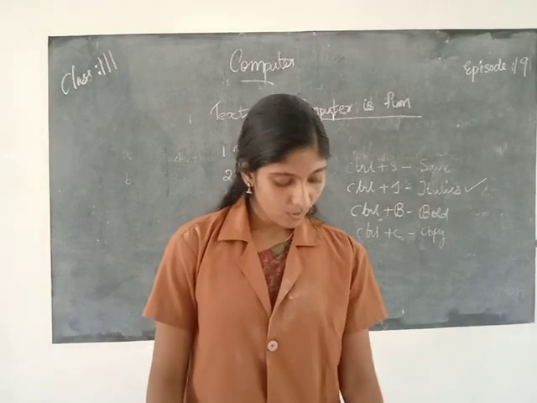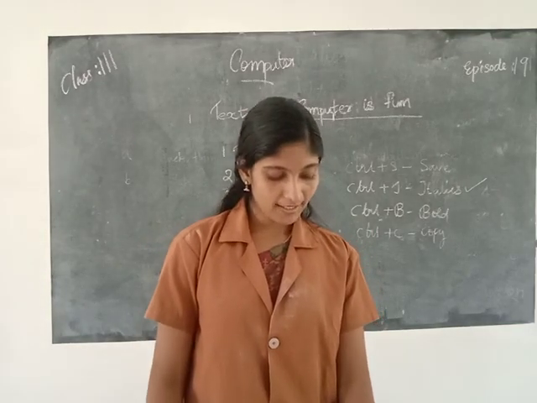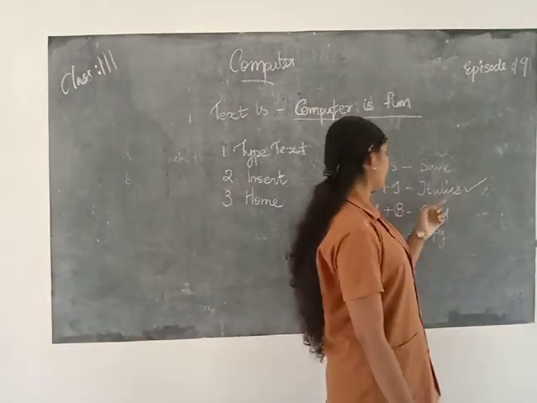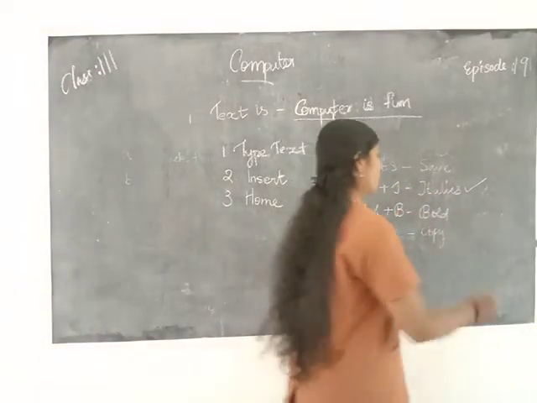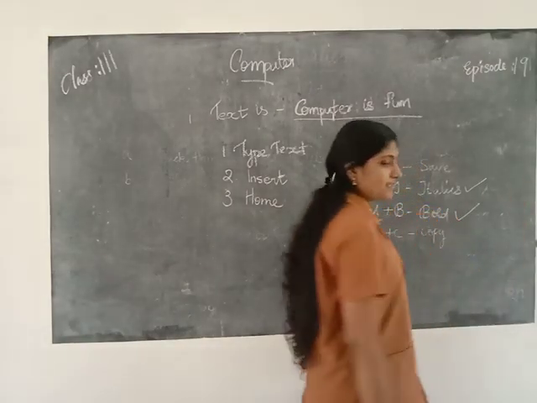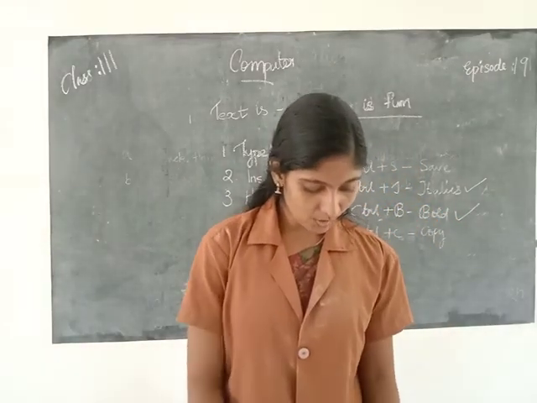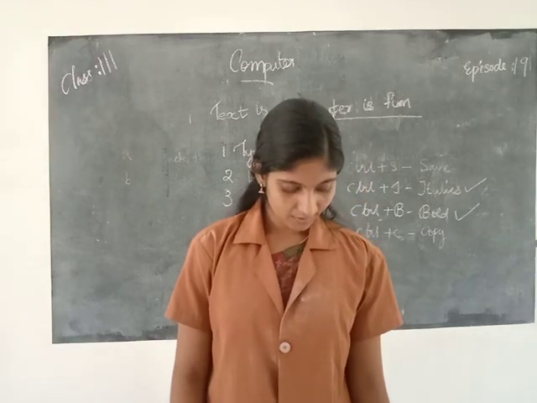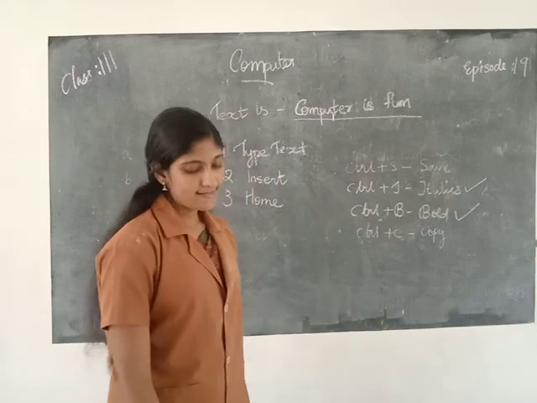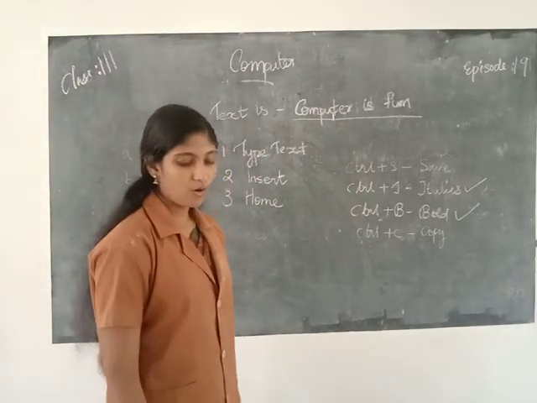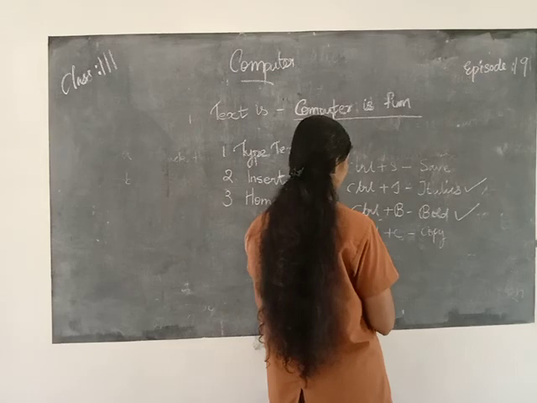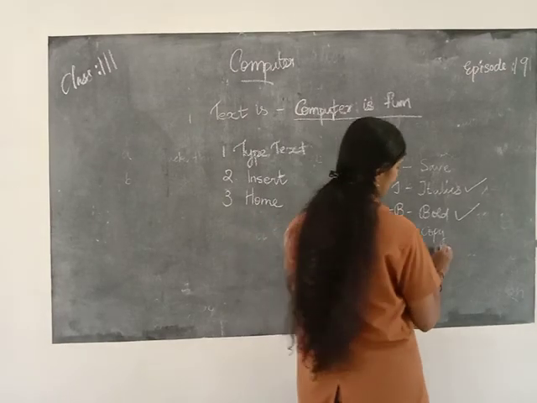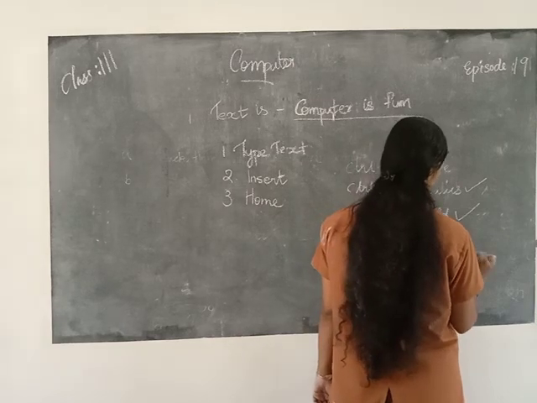The next, what is the shortcut key for making the text bold? So look here, Control plus S save and Control plus B bold. So which is the shortcut key? Control plus B. Then which is the shortcut key for making the text underlined? Alt plus K, Control plus K, Control plus U, Alt plus U. What is the correct answer? Control plus U, for underline.